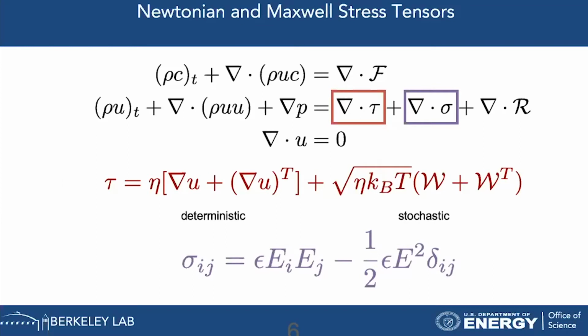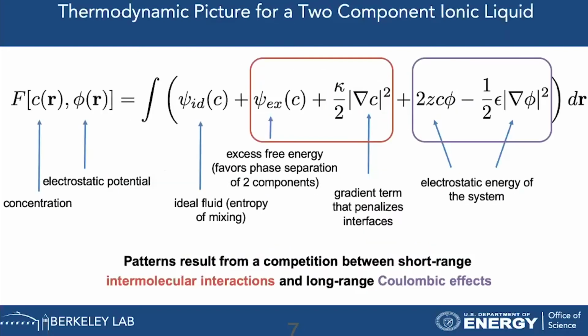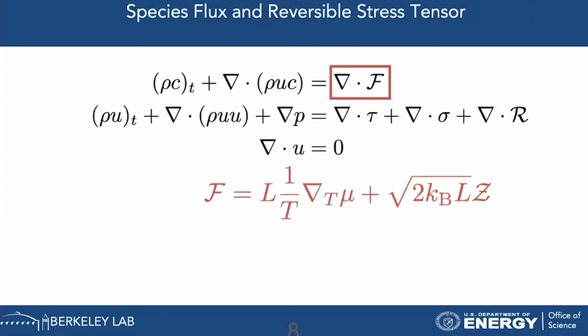Now the terms F and R are more special to this problem. We get them from considering what we put into our thermodynamic picture for this two-component ionic liquid. So the species flux comes from looking at derivatives of this free energy functional with respect to concentration, which we can use to define the chemical potential. And using formulations in irreversible thermodynamics, we can put in the transport coefficients, which are the Onsager coefficients, in front of the gradient of the chemical potential. And likewise, we have a stochastic term that balances this dissipative flux.